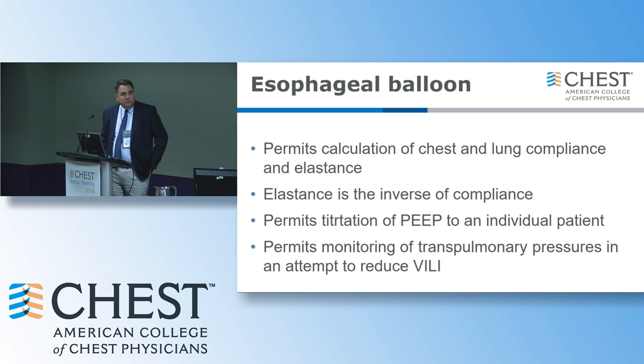The idea of using esophageal balloons is that you can titrate PEEP to the individual patient so that in the previous example, the patient with chest wall compliance abnormalities and elastance abnormalities, you might need a little bit higher PEEP to keep the alveoli open. Also, it permits monitoring the transpulmonary pressures in an attempt to reduce the ventilator-induced lung injury. So again, it helps you separate out what's going on from the chest wall and more safely inflate just the lung.